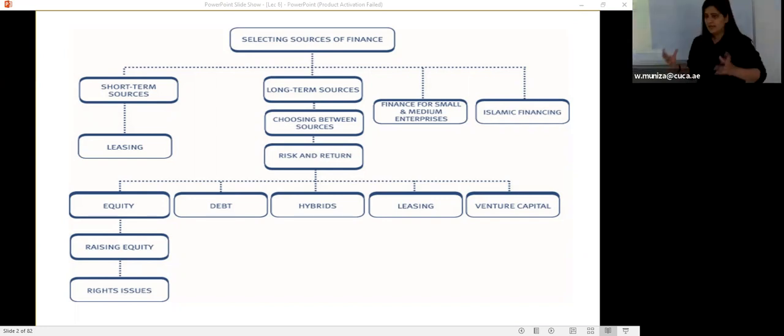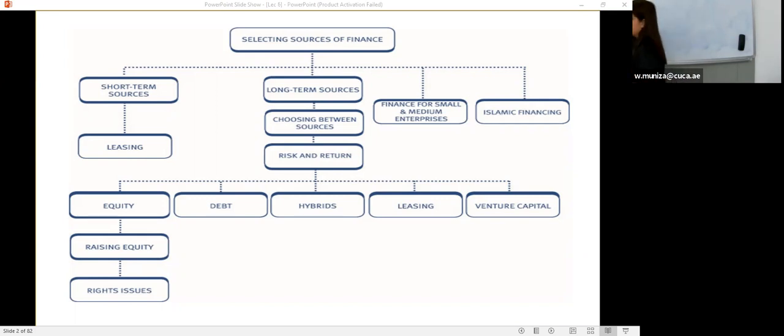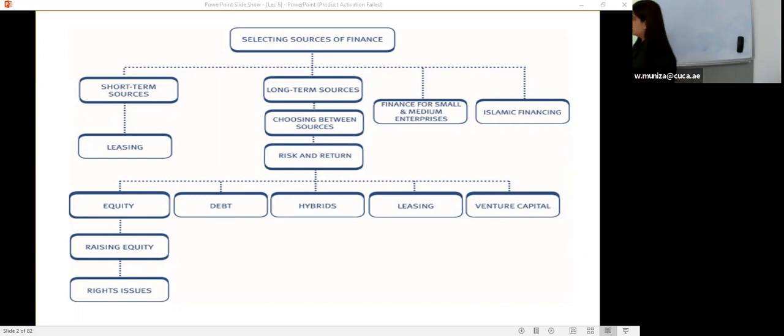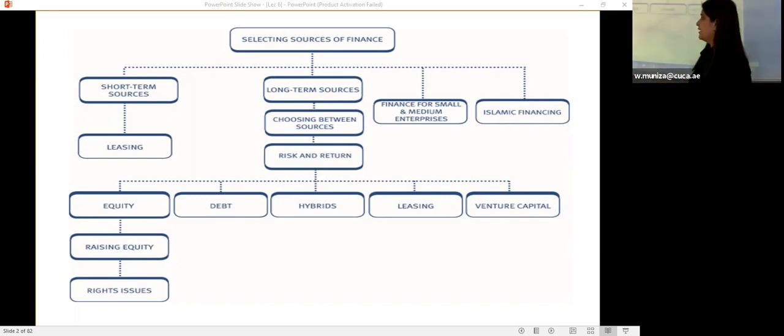Under long-term sources of finance, we are going to distinguish especially between equity and debt. We do have two broad categories, equity and debt. So we are going to distinguish among them. As you can see, equity and debt. Under equity, we do have two portions, raising equity and rights issues. And under debt, we do need to consider different forms of debts, including hybrids, convertibles, etc.